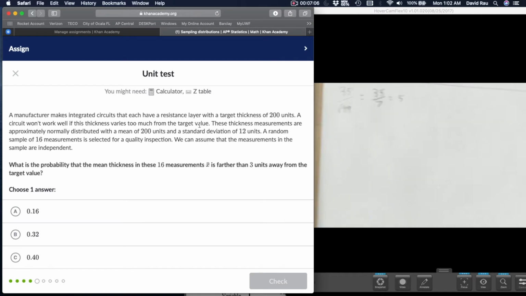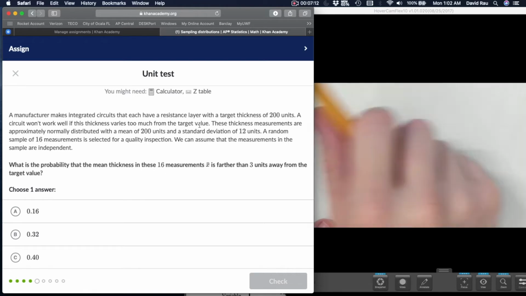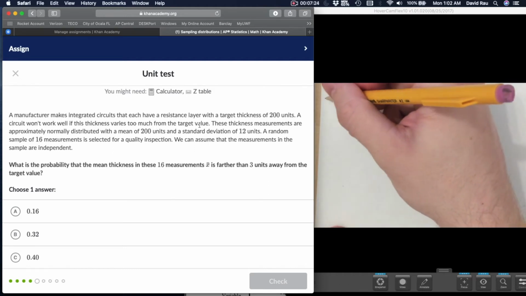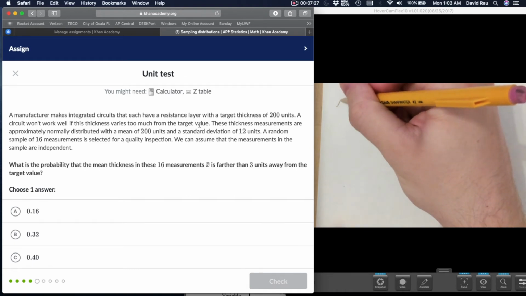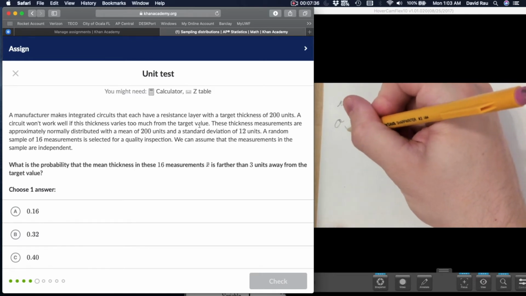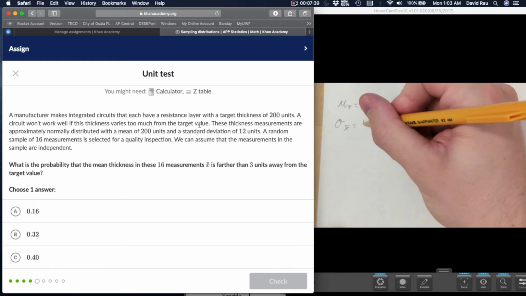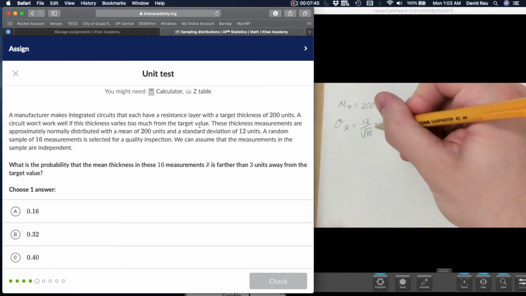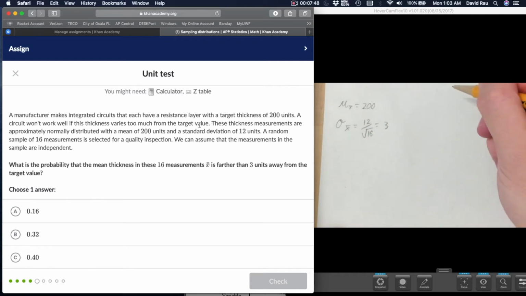Okay, so here's what's going on in this question here. We have, again, data about a circuit with a certain thickness. The mean for whatever circuits we sample should be the same as what we expect, which is 200. Now the standard deviation of our circuits should be the given standard deviation divided by the square root of our sample size, which was 16. So this is really 12 divided by 4, which is 3.